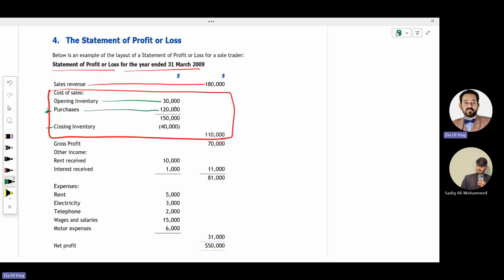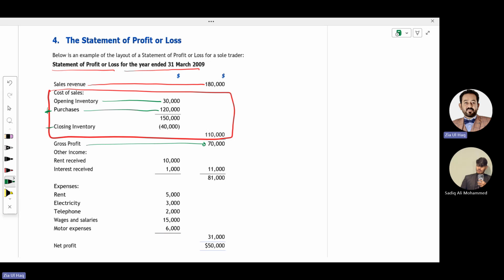Meaning 30,000 we bought in the previous year, 120 we bought in the current year, meaning purchases total 150. If out of this 150 we have 40,000 remaining, how much inventory have we sold? 110. At what amount? 180. 180, yeah. So what's the difference? 70,000. That will be called our gross profit.